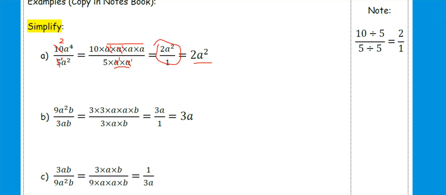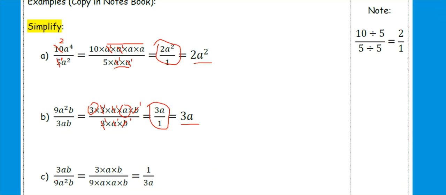Next one, 9 over 3 becomes 3 over 1. And the a's we can cancel. And the b's do as well. And we're left with this a in the middle and 3. So it becomes 3a over 1, which is 3a.